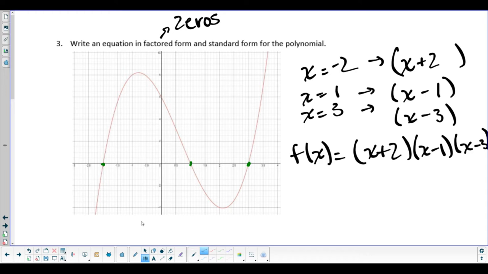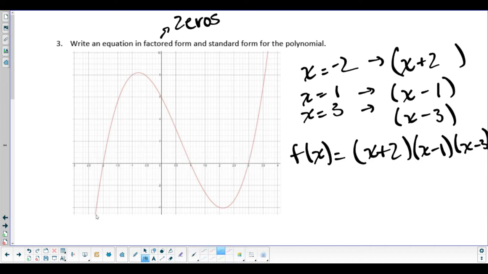It's worth noting, just like on the previous problems, to check the end behavior. Now, this one has three roots, right? And it looks like a cubic function, a third degree function. In fact, the one that I wrote is a third degree, which means it's odd, which means I can think about the end behavior like a line, like a linear function, right?